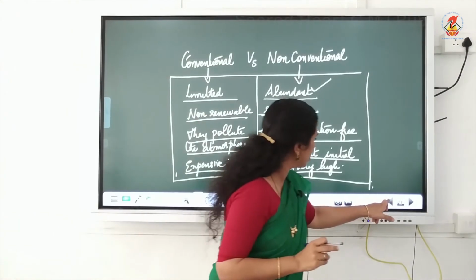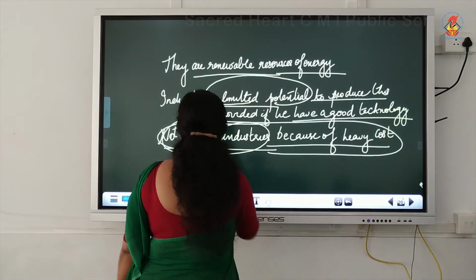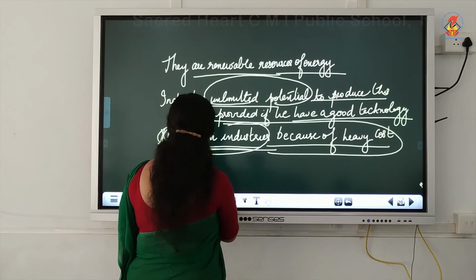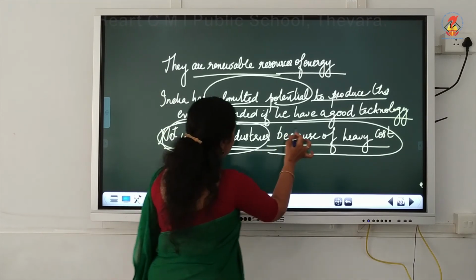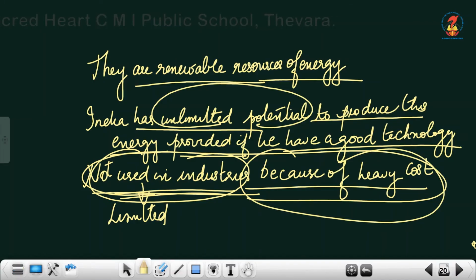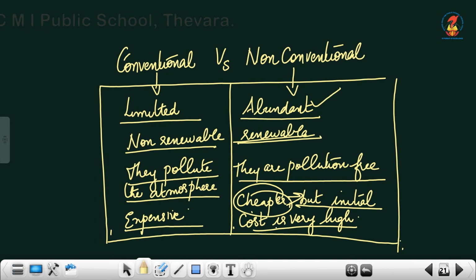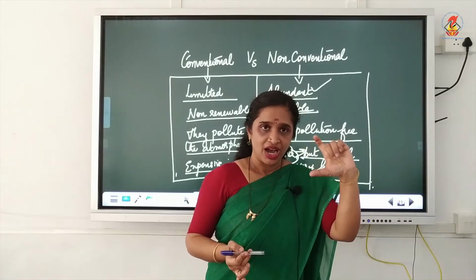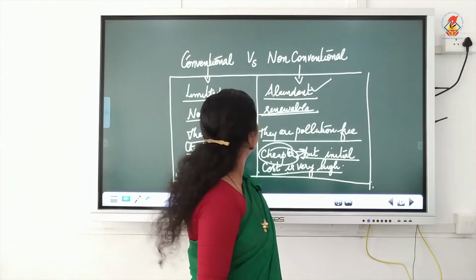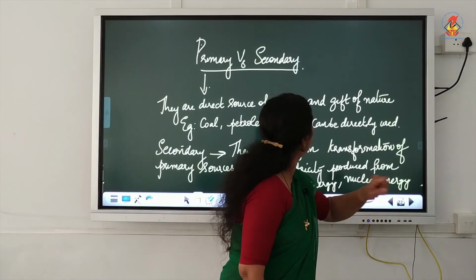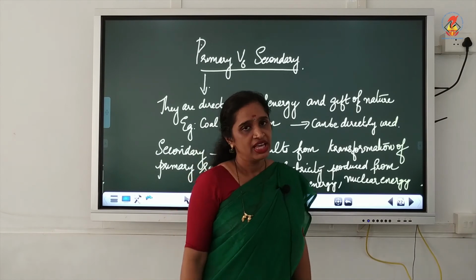Therefore, that is why I have discussed the point like this, not used in industries, or you can also write limited use in industries because it is of heavy cost. Why is it heavy cost? Because its installation cost or initial cost is high, but after that it proves to be cheaper. That is the major difference between conventional and non-conventional sources of energy.